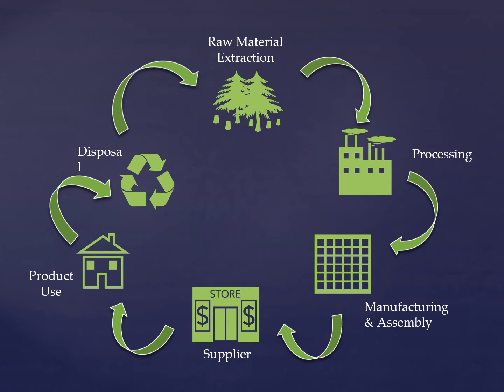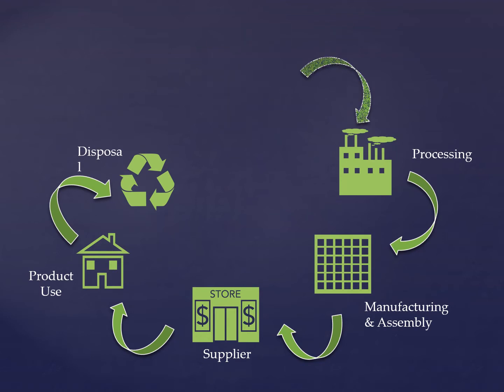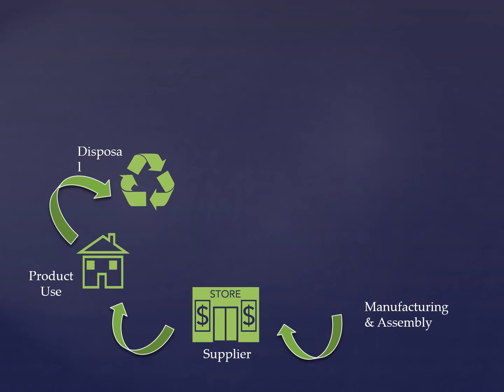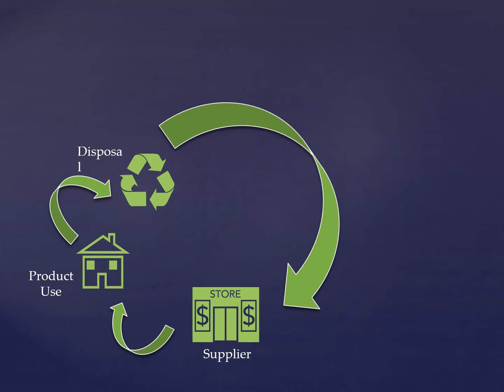For this tool, we have omitted the stages raw material extraction, processing, and manufacturing and assembly, because the buyers at UCSC do not know or have access to most of the information about products for those three stages. In other words, a buyer will not know how many trees it took to create one Staples No. 2 pencil. Thus, the four stages this tool will focus on are supplier, product use, disposal, and of course transportation, which is in between every stage of a product's life.